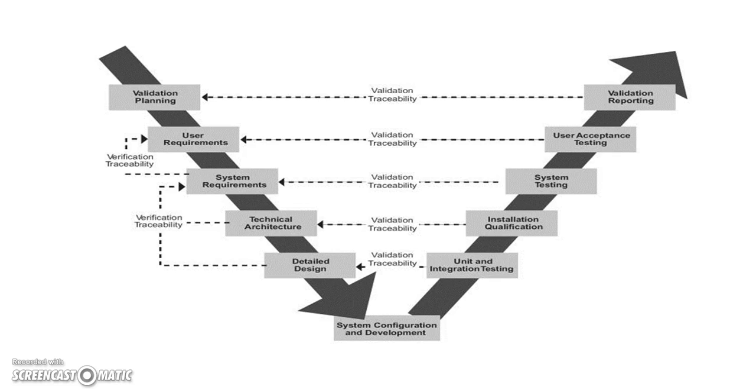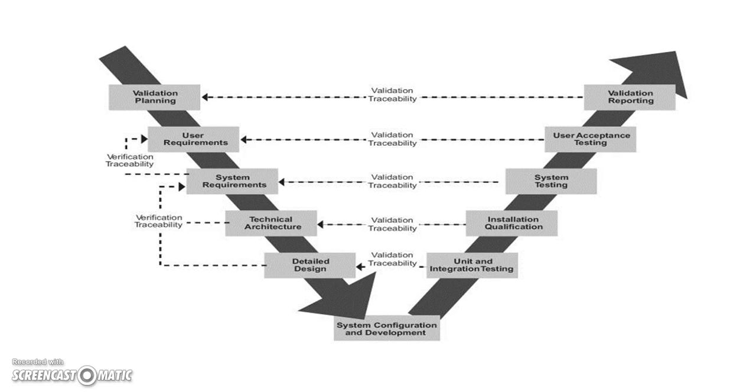That's a nicer version of it, and I think this gets to the point I was making. If we look at the left leg of the V, we have validation planning, getting the user requirements, describing the system requirements, designing a tech architecture, and doing a detailed design. Then there's the build at the bottom, and then for each of those we've described on the left, we do a complementary set of tests on the right.